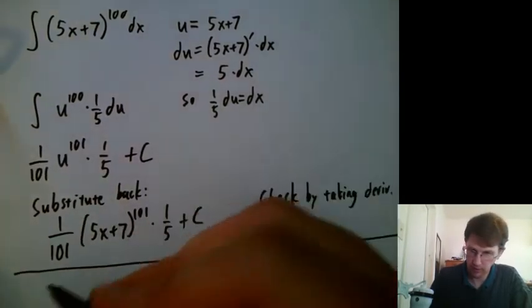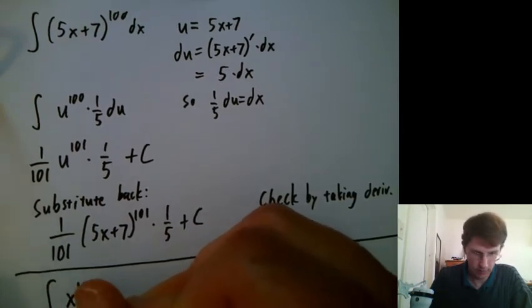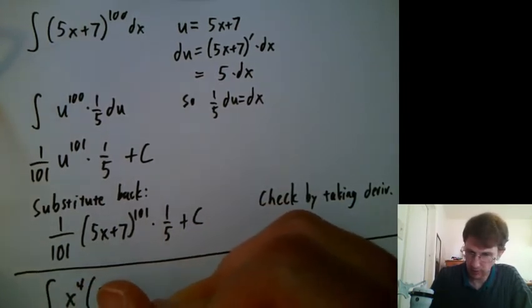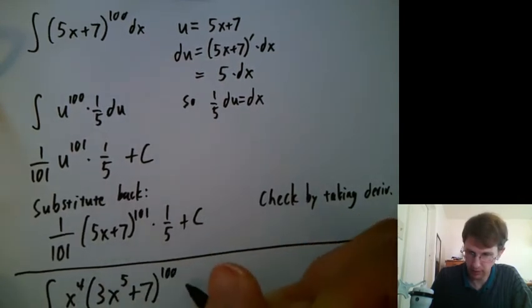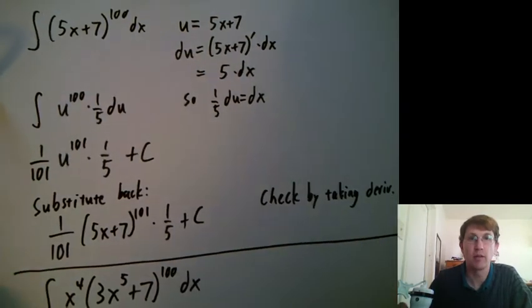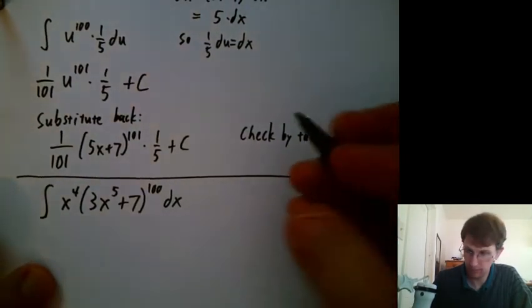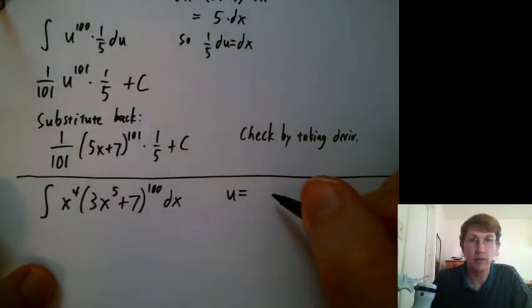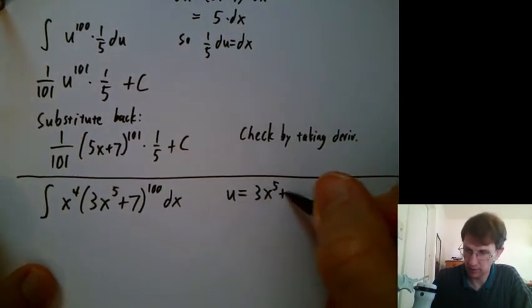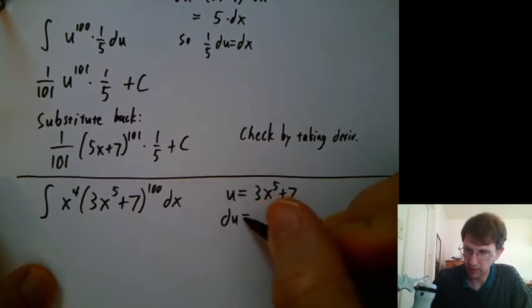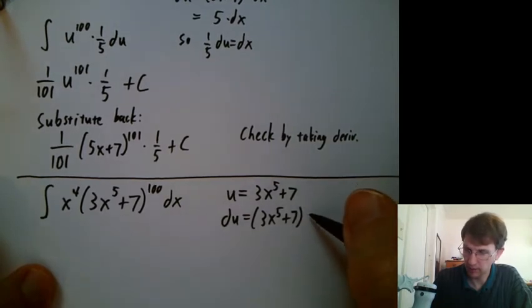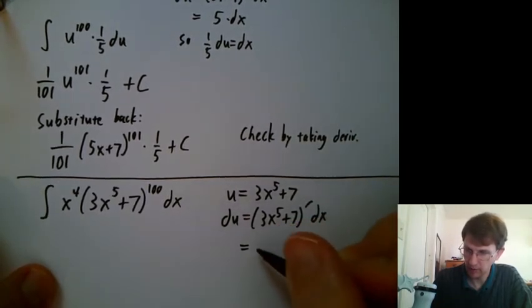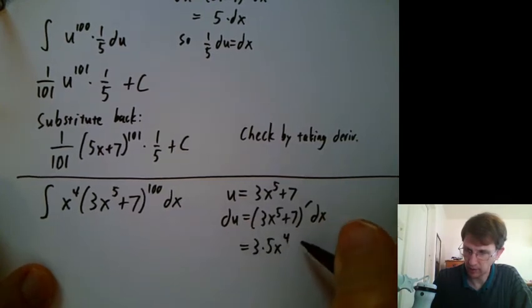All right, let's try another one. How about the integral of x to the 4th times (3x to the 5th plus 7) to the 100 dx? What would you say is the inside function? That's what we call u. So that would be 3x to the 5th plus 7. What's du? It's (3x to the 5th plus 7) prime dx, which is 3 times 5x to the 4th plus 0 dx.